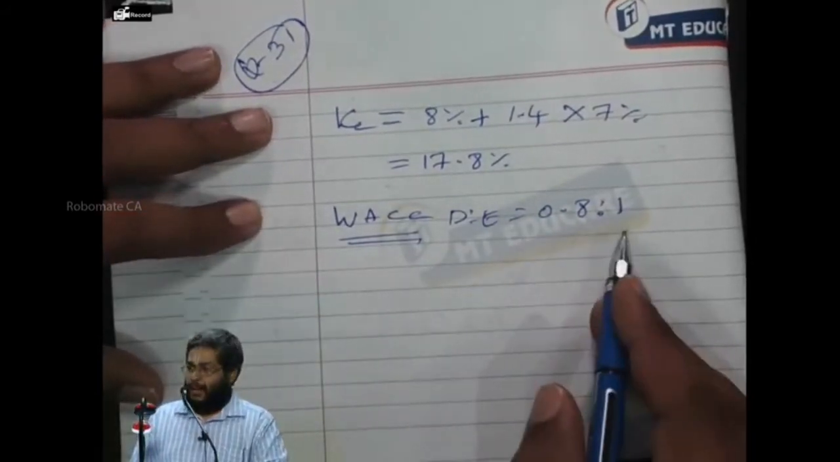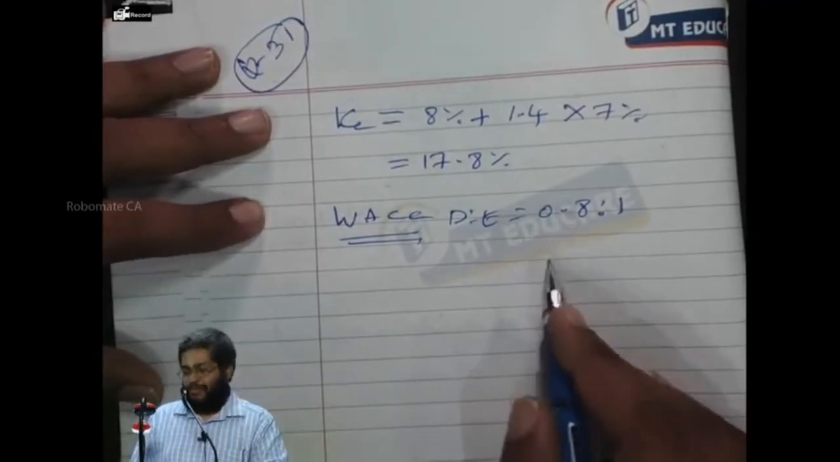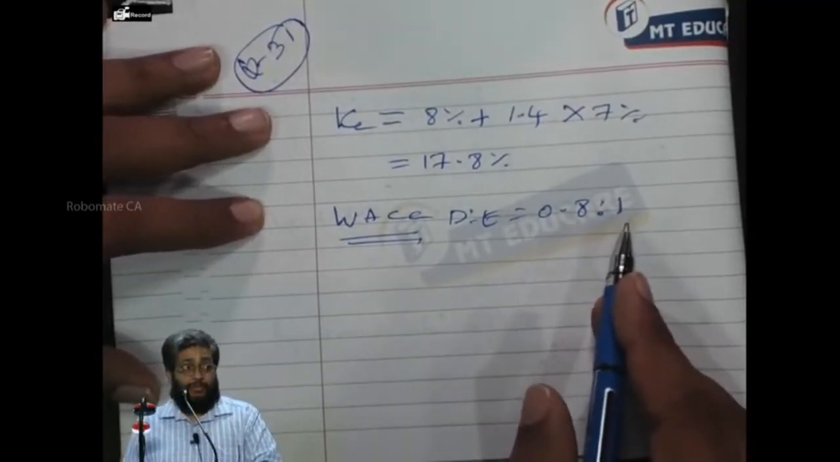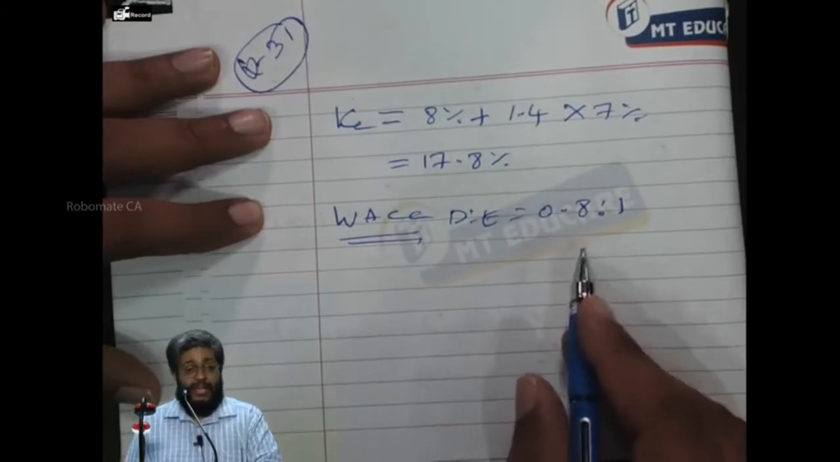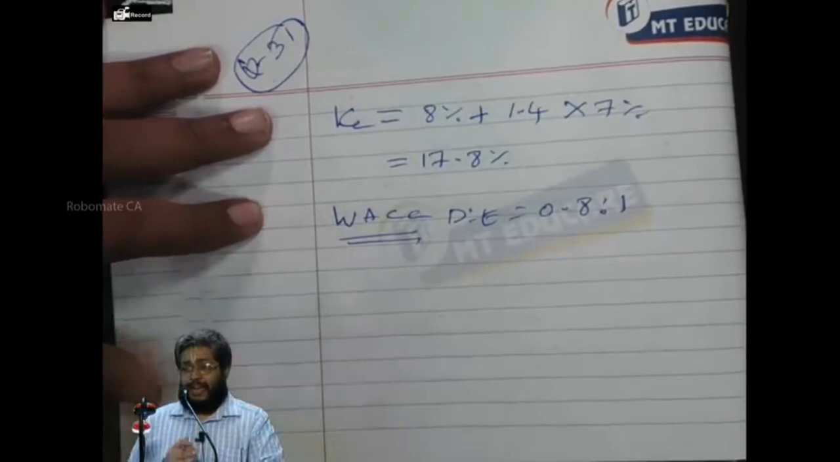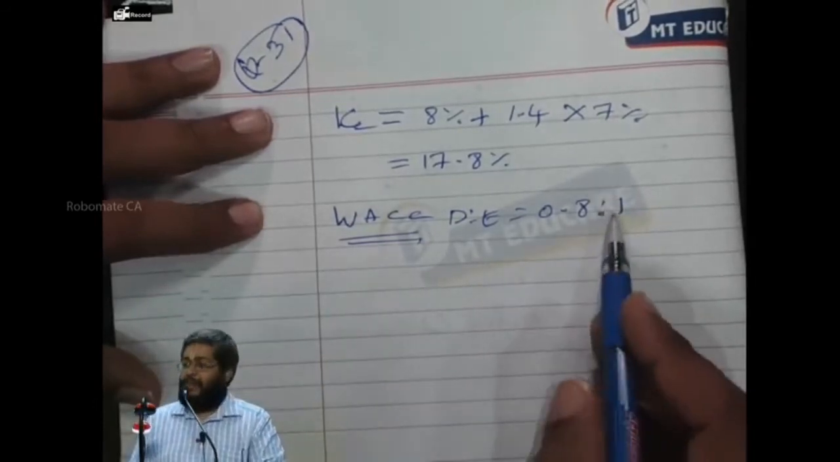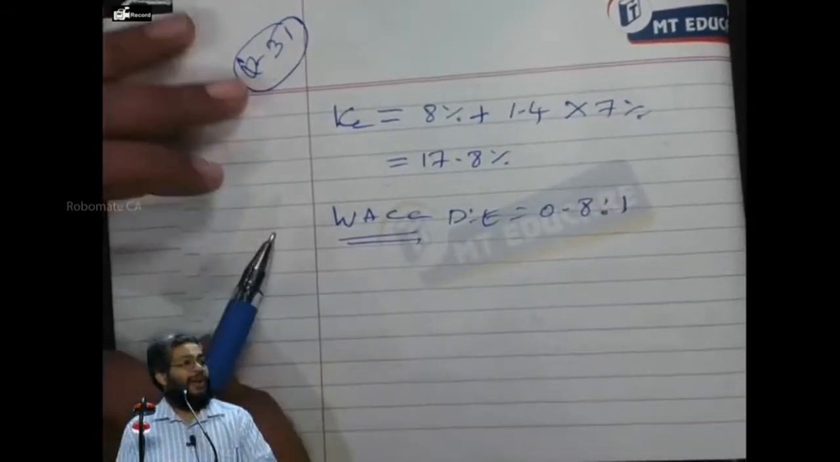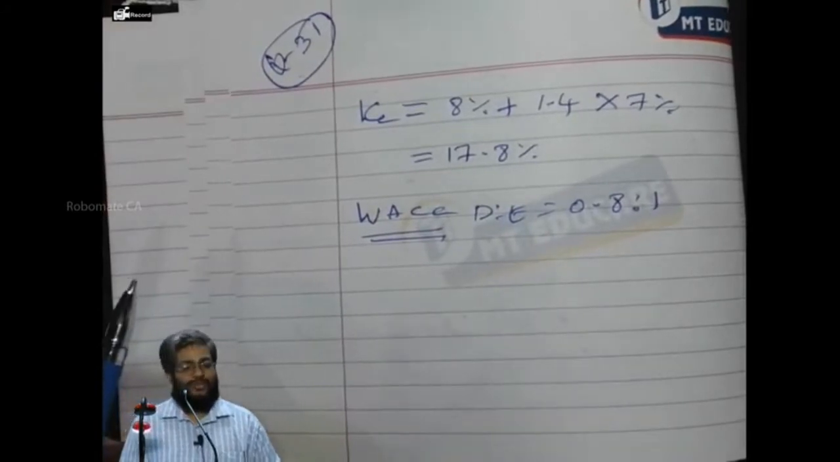1.8 is the total capital. Debt is what? 0.8 by 1.8. Equity is what? 1 by 1.8. I just wrote like this because you may mistakenly write the proportion as 0.8 and 1. Are you following what I am saying? It is not 0.8 and 1. The proportion is 0.8 by 1.8 and 1 by 1.8. Any doubts? Yes or no?